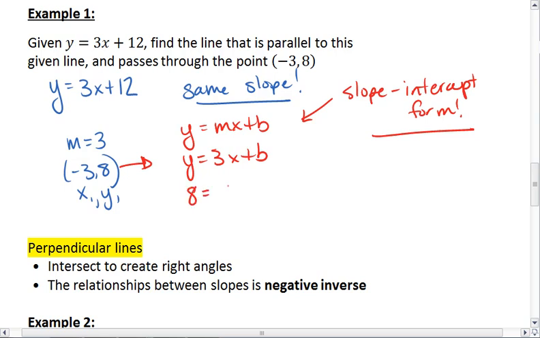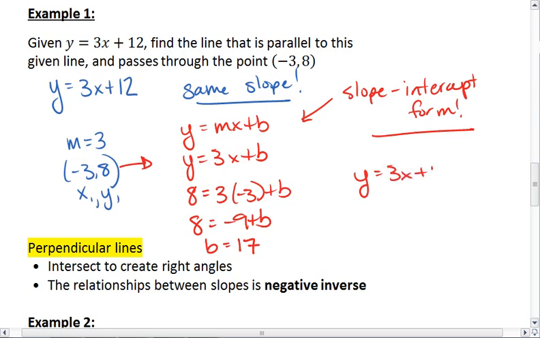We get 8 equals 3 times negative 3 plus b. 8 equals negative 9 plus b. b equals 17. So our final answer then, we have y equals 3x plus 17. And that is the equation in slope-intercept form.